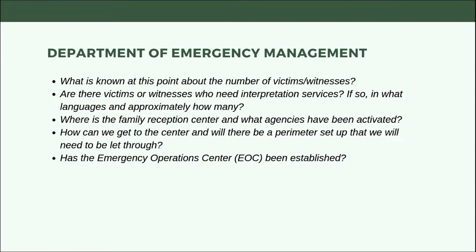What is known at this point about the number of victims and witnesses? This information should inform how many advocates we send in the first deployment. On average, for each victim of an incident, both those who are injured and those who are casualties, we should assume that there will be 7 loved ones that will require assistance. For example, if there are 5 victims, and we anticipate there are 7 loved ones for each of those victims, we can anticipate that there will be 35 people in need of assistance at the Family Reunification or Family Assistance Center.